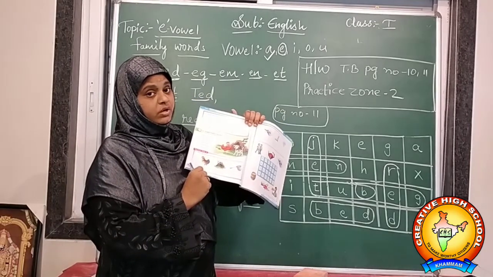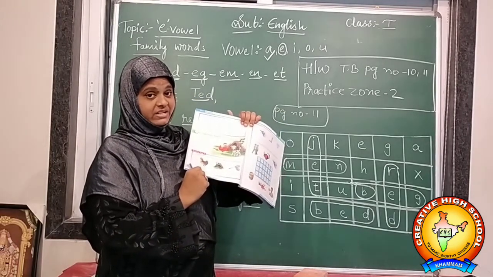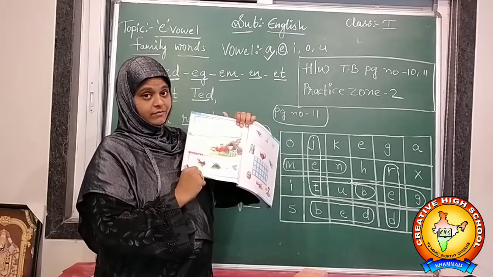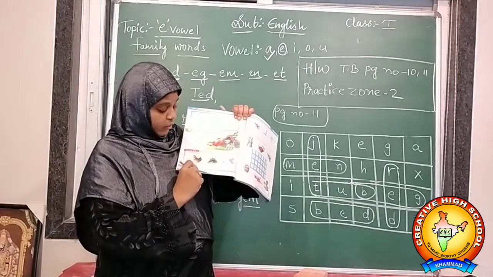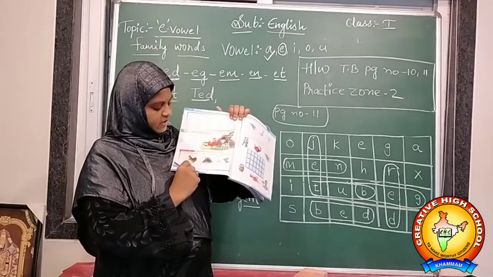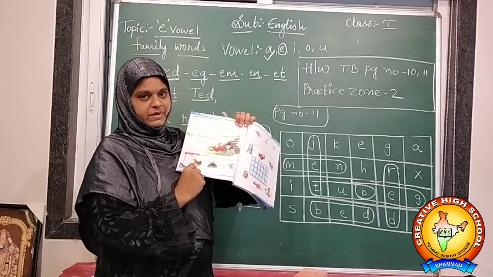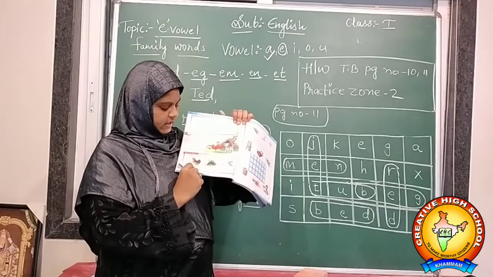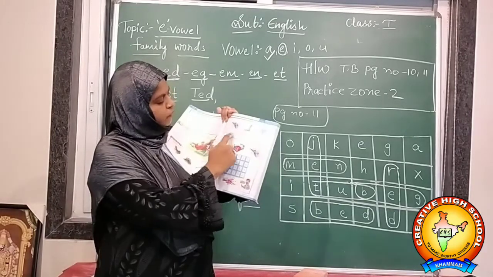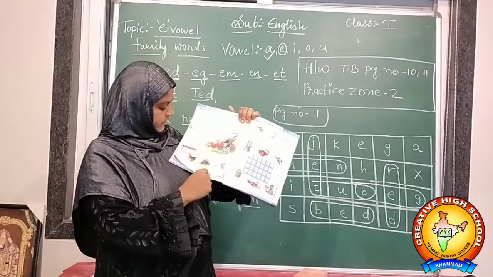I already told you about small letters and capital letters. Strokes also I have told you. So how do you have to write? You have to write neat handwriting with a sharp pencil. 1, 2, 3, 4, 5, 6. This is the homework for you.